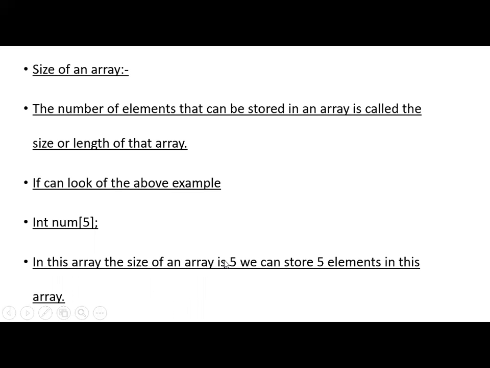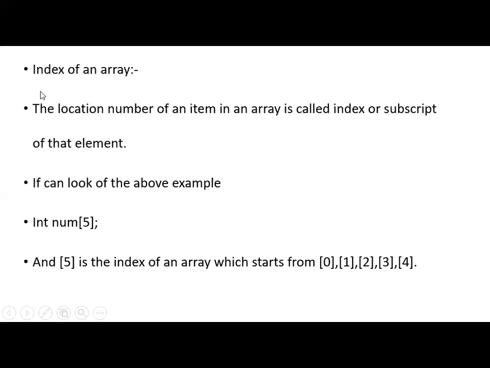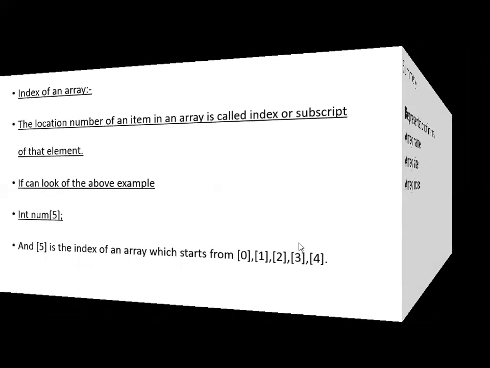Now students, we are going further. We can see the index of an array. The location number of an item in an array is called the index or subscript of the element. If we look at the above example, int num[5], the array has indexes which start from 0, 1, 2, 3 and 4.